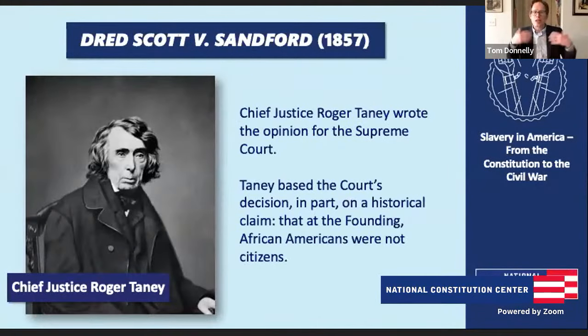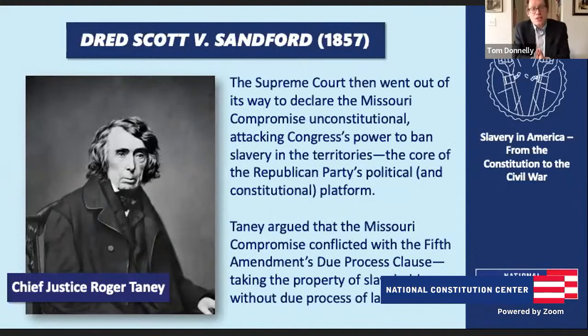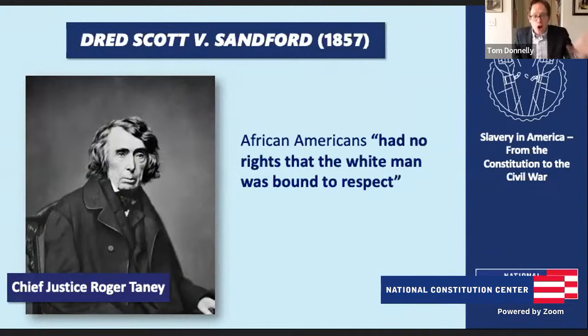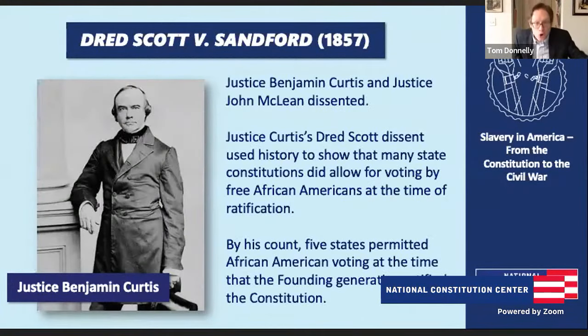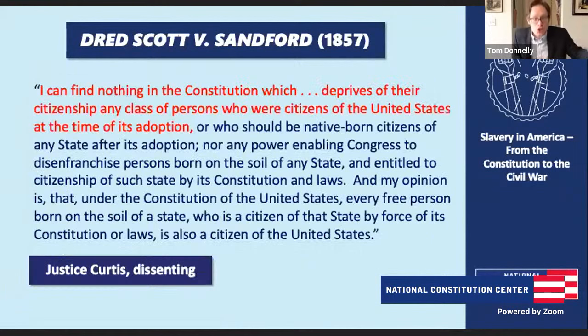What's important to note, though, is that Chief Justice Taney, he may be the Chief Justice of the United States, but his arguments don't go unanswered. They're answered on the court itself in Dred Scott in two powerful dissents by Justices Curtis and McLean. And basically what Curtis and McLean say is, Chief Justice Taney, you got your history wrong. If you look at the founding, African Americans were citizens in certain states. So you're just absolutely wrong on the history. You're wrong on the Constitution.